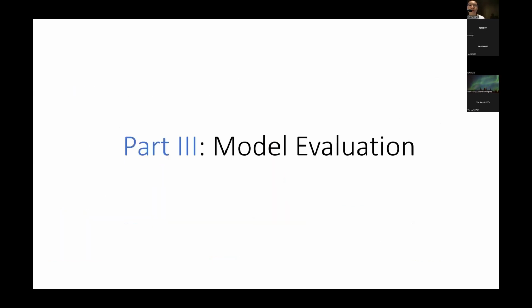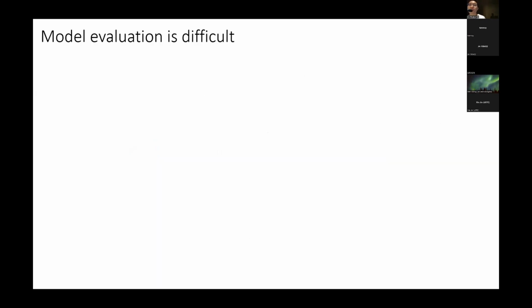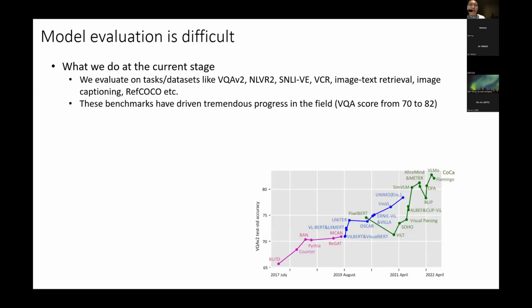Okay, lastly, I'm going to talk briefly about model evaluation. First, model evaluation is challenging and also difficult. So what we do at the current stage is we evaluate on tasks and data sets like VQA and VL2, visual entailment, VCR, retrieval, captioning, RefCOCO. They are all good, and indeed, these benchmarks have driven tremendous progress in the field, right? So it is non-trivial for a model to increase from an accuracy like 70 to 82, right?